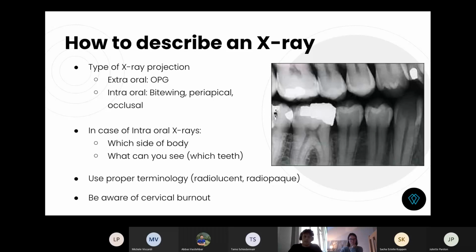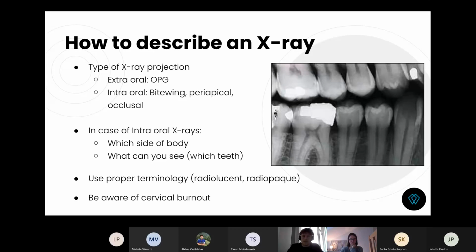Intraoral X-rays, however, can be bitewings, periapical, or occlusal X-rays, so you should know the differences between those. In case of an intraoral X-ray, say which side of the body it is, which teeth you can see, and which structures you can see. Use the proper terminology, of course. Don't say dark areas and white areas. Say radiolucent and radiopaque. Be aware of cervical burnout.